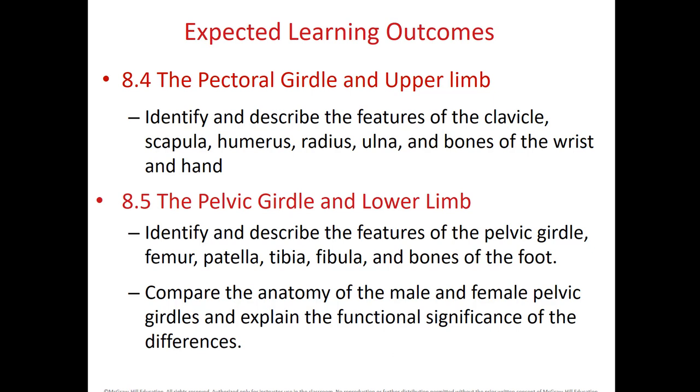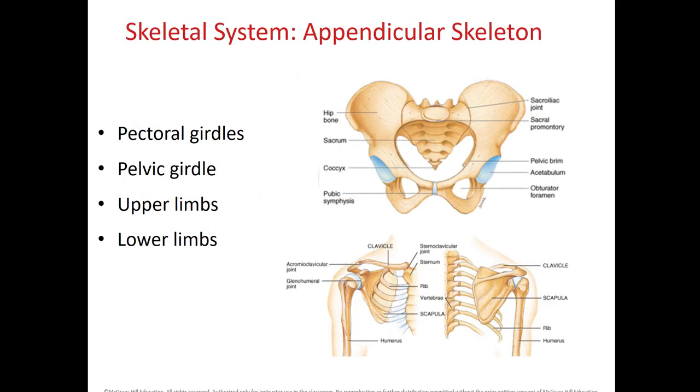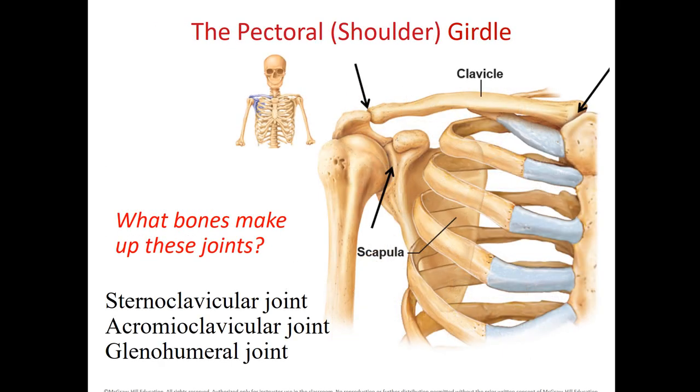This is the third video over Chapter 8. We're going to cover the appendicular skeleton. Please note that we are not going to cover all of the bone markings in this particular video. You will cover all of the bone markings in the laboratory portion of this course. What we will briefly go over is the pectoral girdles, pelvic girdles, and your upper and lower limbs.